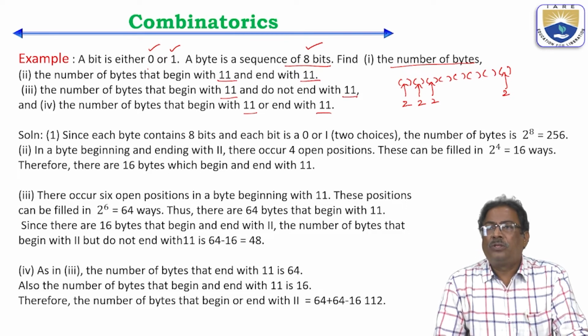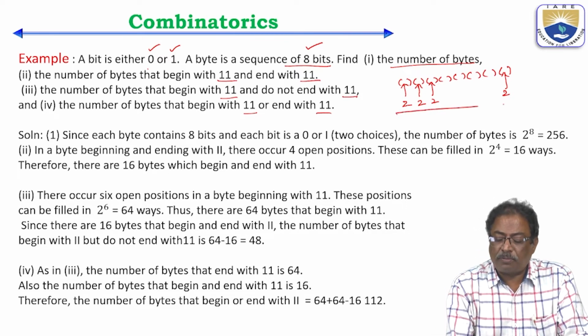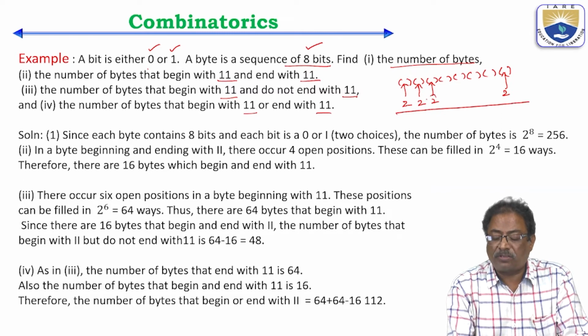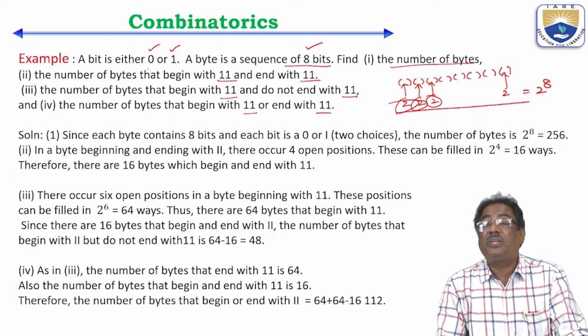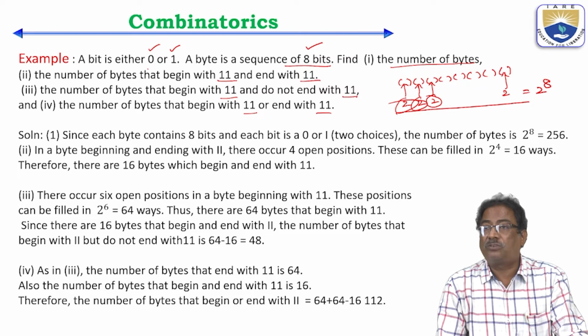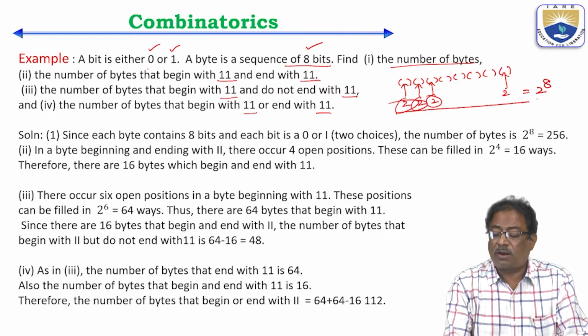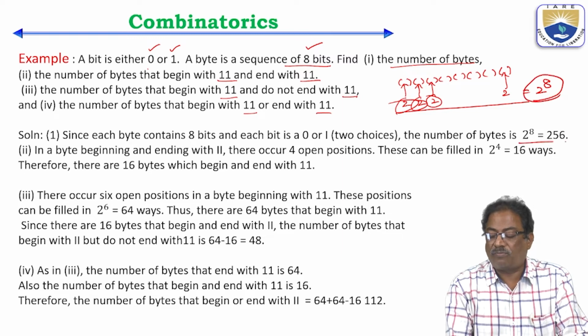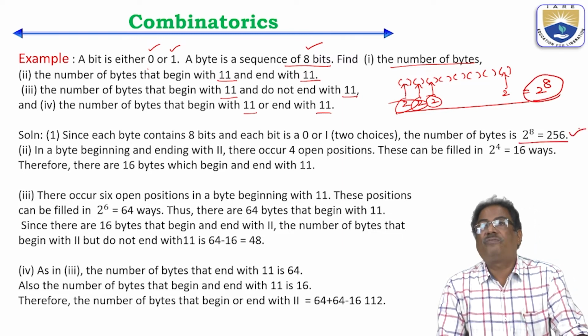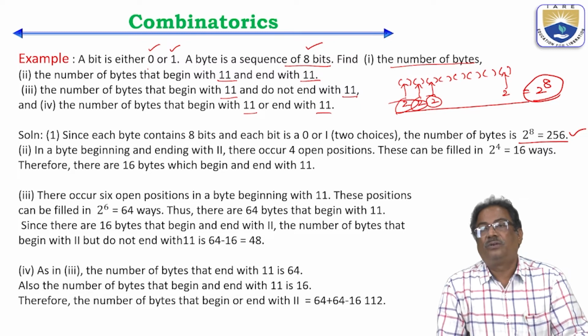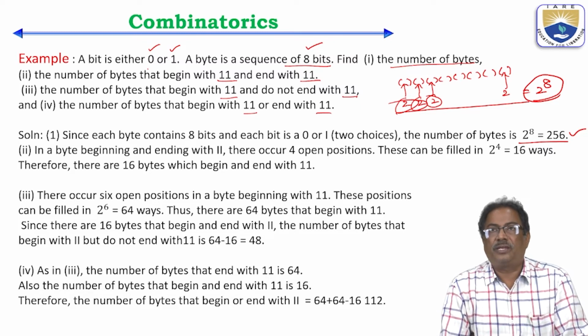So here, how many bytes in total am I going to get? Each bit we are going to fill, there are 2 possibilities. There are 8 positions, so we get 2 to the power of 8, because each possible way gives 1 byte. So the total number of bytes is 2 to the power of 8, which is nothing but 256 bytes I am going to get.